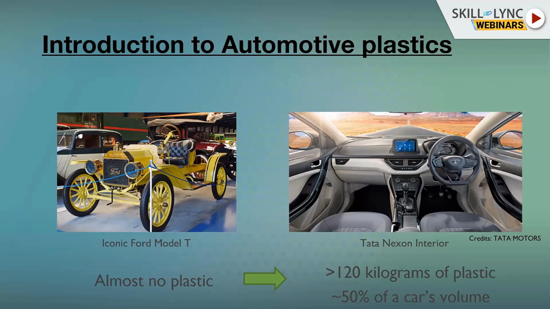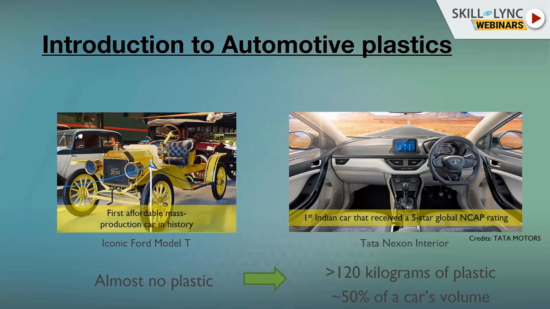Before moving forward, do you know that both these cars shown in the image share something first of its kind? The Ford Model T is the first affordable mass production car in history, and Tata Nexon is the first Indian car that received a 5-star global NCAP rating. Coming back to the topic, why do you think this change in plastic adoption is happening? To find out, let's first understand a little more about plastics.